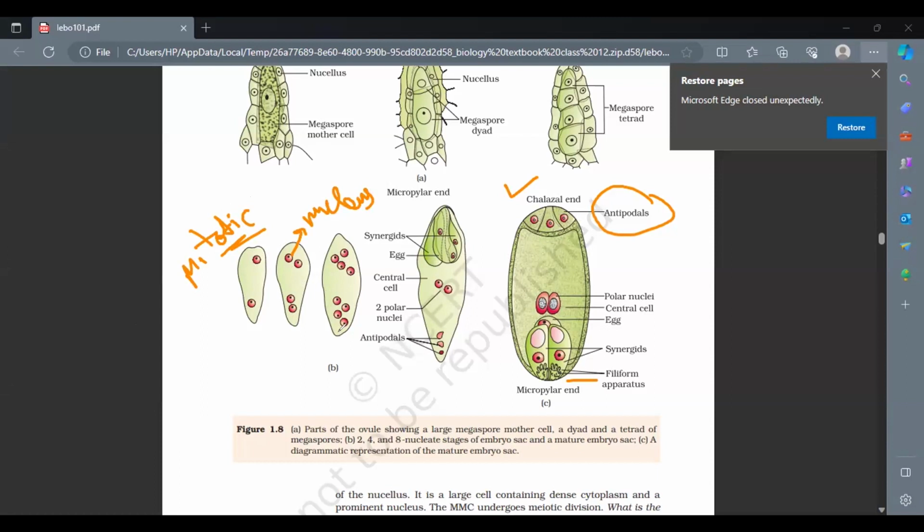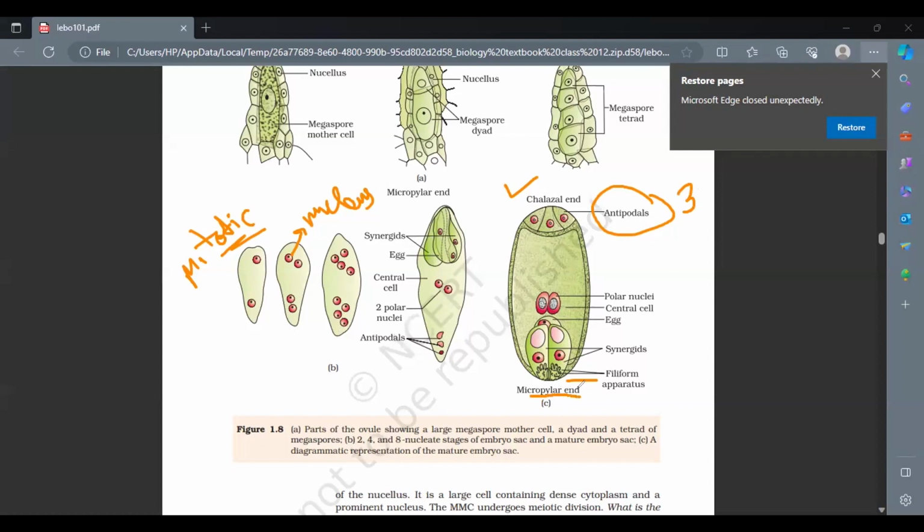Finally, in case of a mature embryo sac, towards the chalazal end, you will have 3 nuclei arranged. Those 3 nuclei surrounded by the cell wall, we call them cells now. So, antipodal cells are 3 in number. Let me put this number 3 over here.